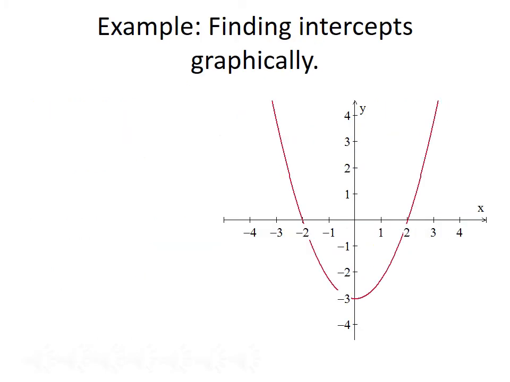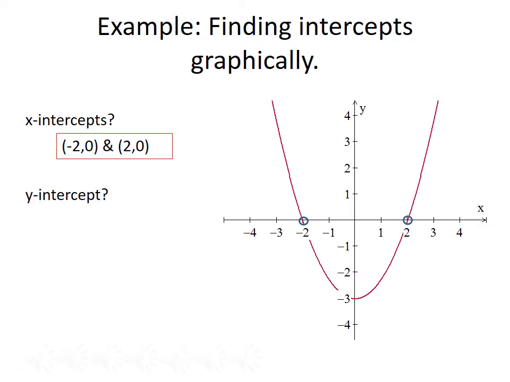So for example, we can find the intercepts of a graph graphically. So we have a graph presented here, and we want to find the x-intercepts. Remember, the x-intercepts will be where the graph crosses the x-axis. So that occurs at 2 and negative 2. So when x is 2 or x is negative 2, those are x-intercepts. But remember, the intercepts are points, so we need to write them as ordered pairs. So the x-intercepts for this graph will be the point (-2, 0) and the point (2, 0).